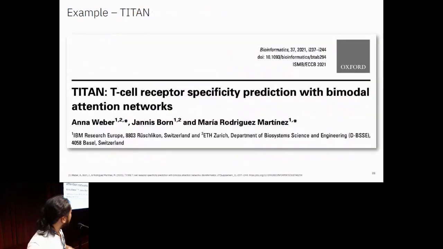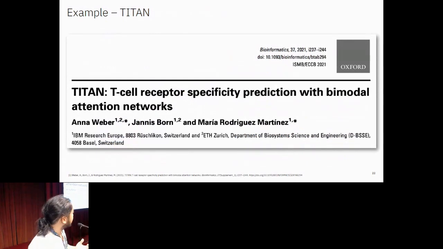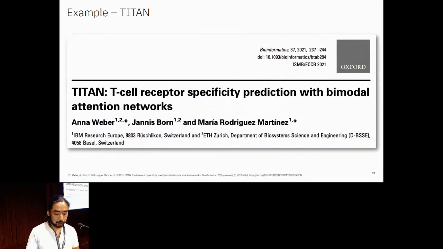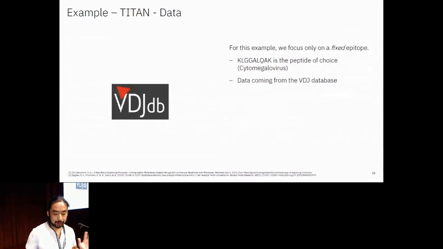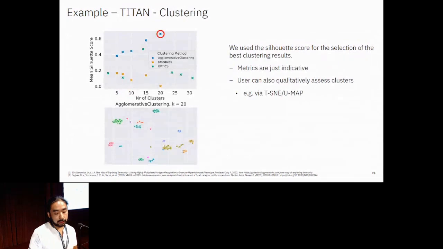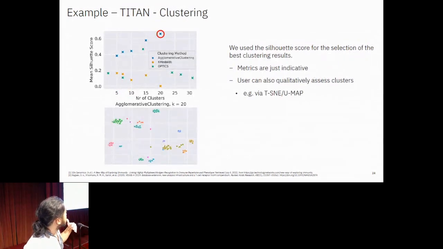So let's have a quick look at an example. Here we're just going to run the pipeline on TITAN, which is a model for T-cell receptor epitope binding prediction developed by one of my collaborators that I showed before, Anna specifically. Okay, the data is not too important. It's just a subset of the VDJdb database, in case you're familiar with it. And this is an example of a visualization that you could get from the clustering step.